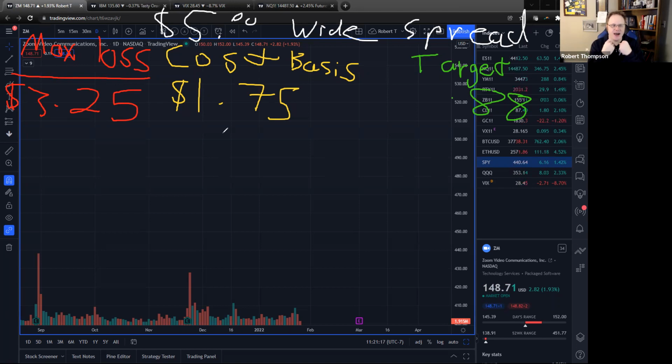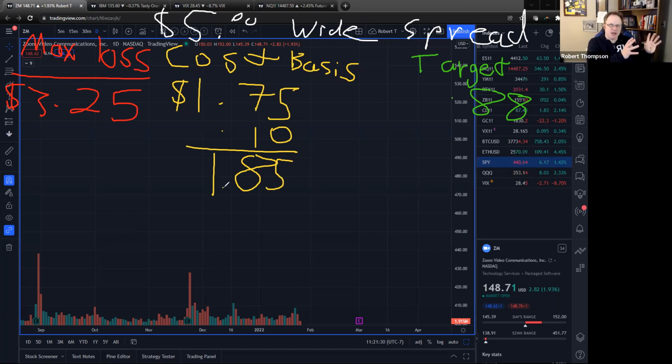I have a $5 wide spread, and my cost basis on it is now $1.85. So even though it was in January and now it's in February, if I rolled it forward, because I got paid a 10-cent credit to roll, my position is basically such that I sold a $5 wide spread now for $1.85 instead of $1.75, right?